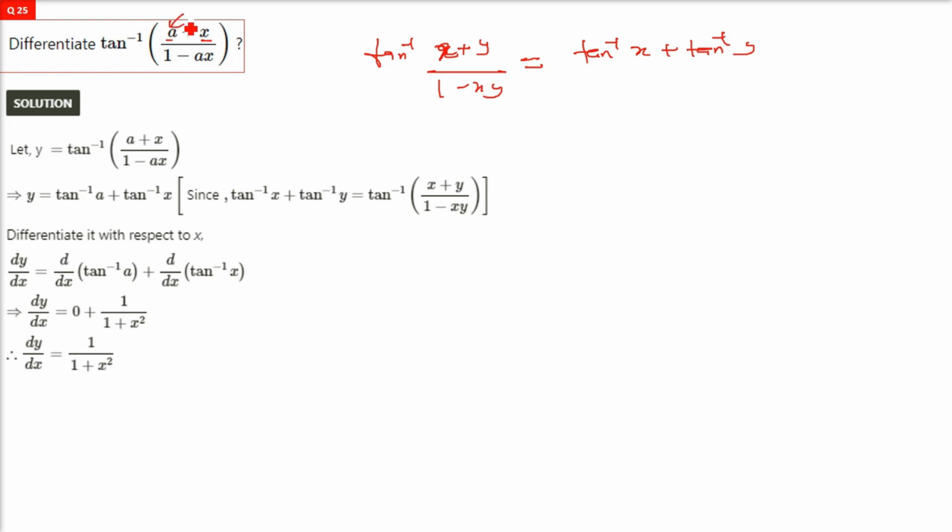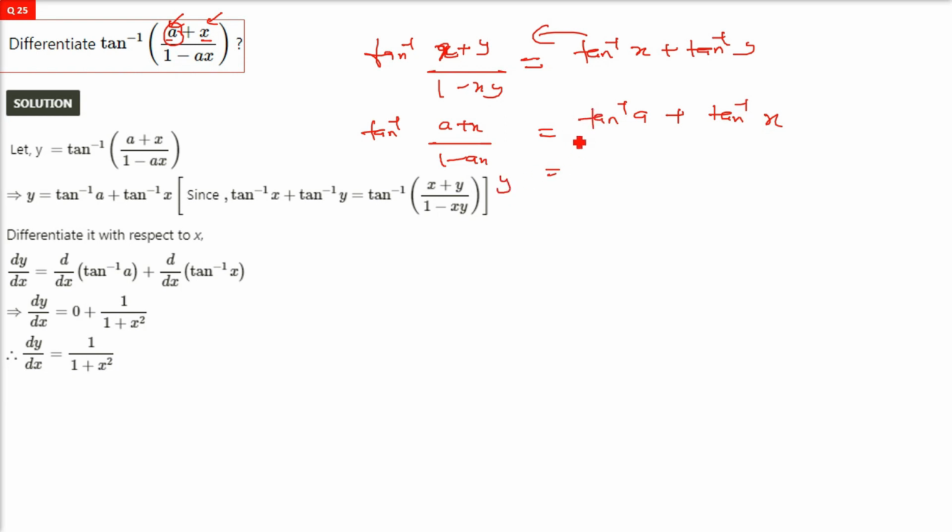So tan is actually coming into the picture, which we want. We want tan to come into the picture. So this one is a and x. So it will be tan inverse a plus tan inverse x by the analogy of the formula which we just discussed. So tan inverse of (a plus x) by (1 minus ax) is tan inverse a plus tan inverse x. There are two terms, a and x, which fulfill the criteria of this kind of trigonometric identity. So tan inverse a plus tan inverse x, you just have to differentiate it.